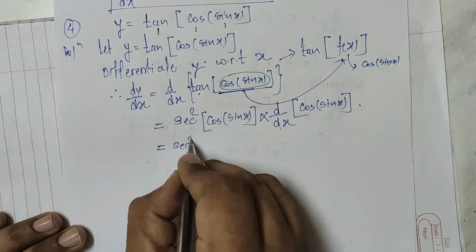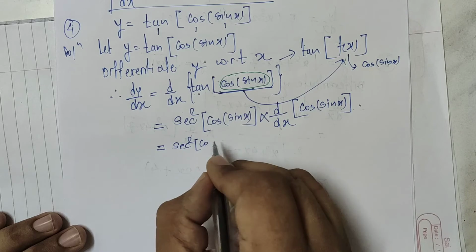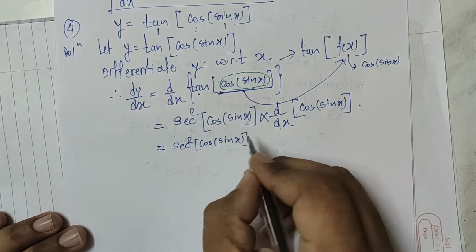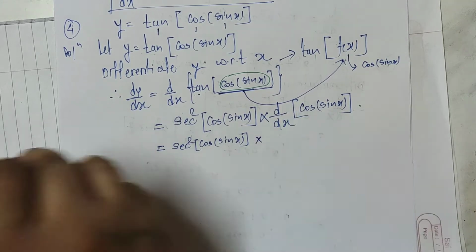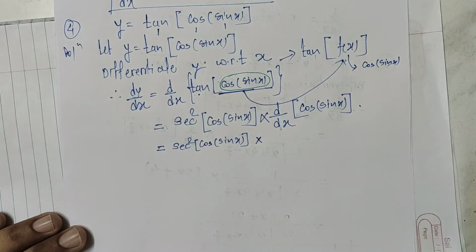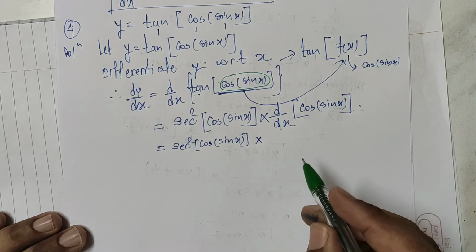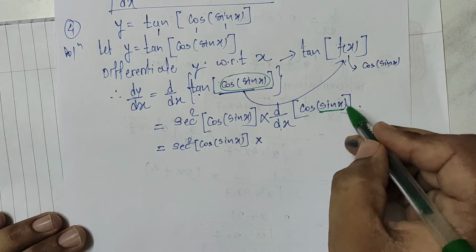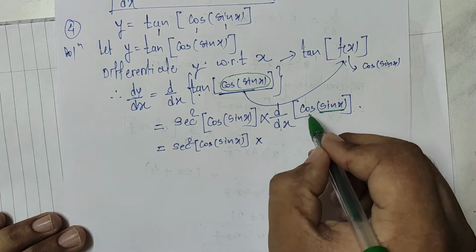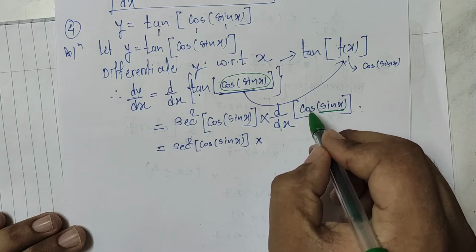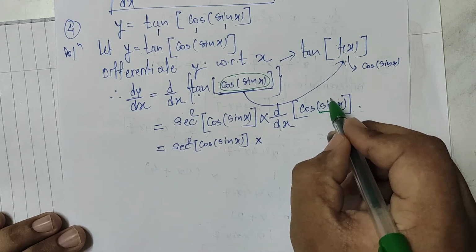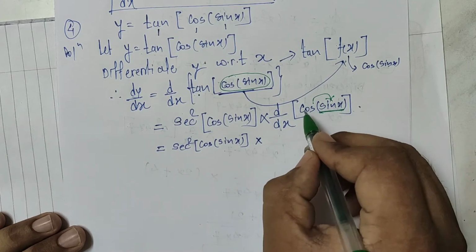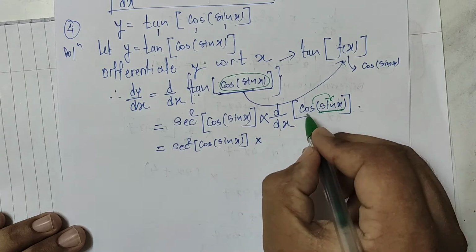Then sec square of cos of sin x as it is, into the derivative of cos of sin x. Again, you observe that this is not a simple function. Here again comes a composite function. But before finding that, first we find the cos derivative, because cos comes first, then after that we multiply sin's derivative, because sin x is a composite function inside cos. Therefore first we take the cos derivative.